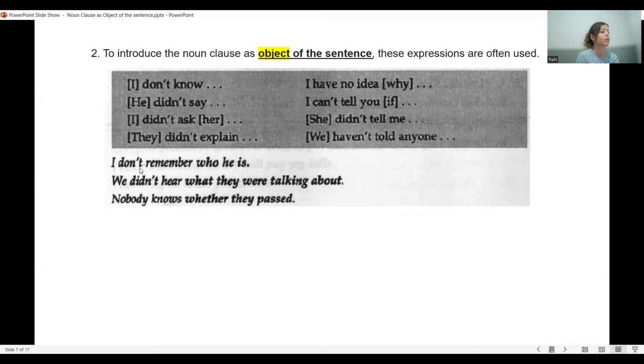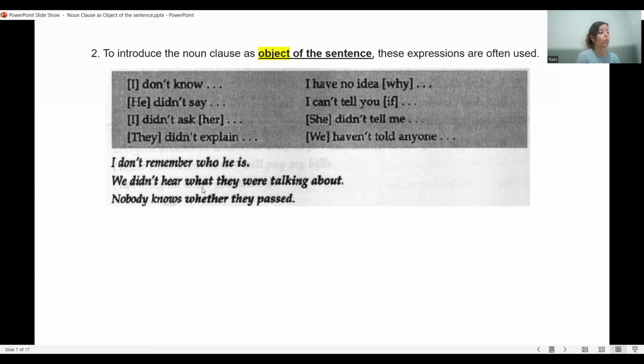And here are examples like, I don't remember who he is. We have a subject-verb sentence format, and we have a full stop. Why? Because I don't remember starts like a sentence. We didn't hear what they were talking about. What is the subordinate clause? They, subject. Where is the verb? And we have a full stop at the end because it starts like a sentence. We didn't hear. We, so we have the subject at the beginning. So it's a sentence, so we have a full stop at the end.